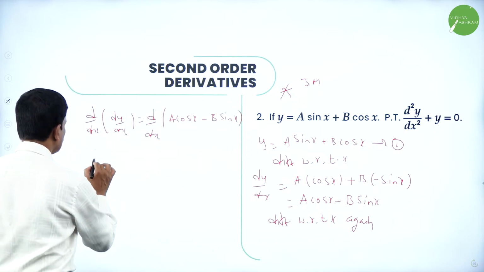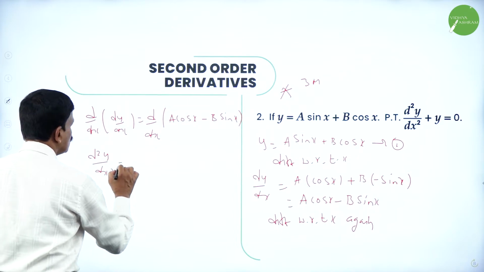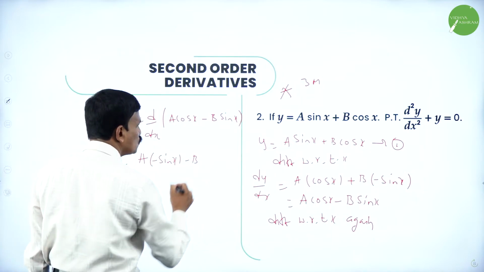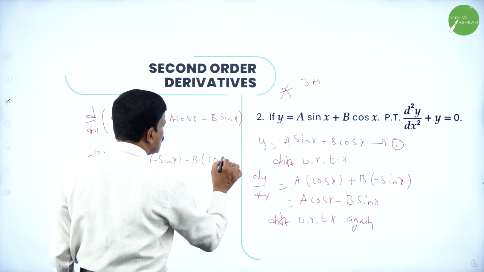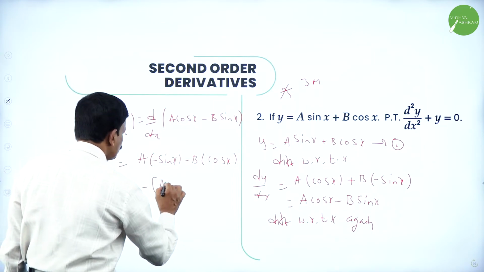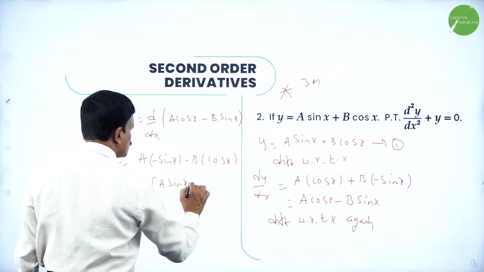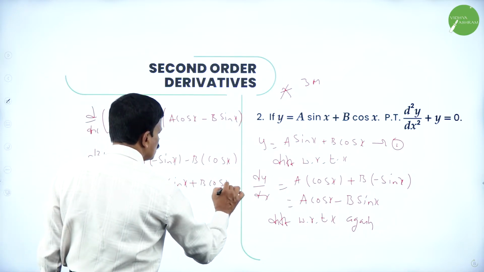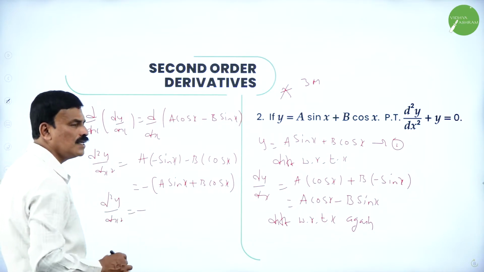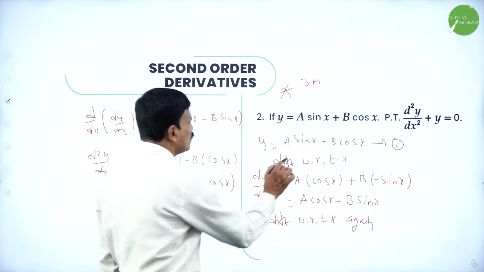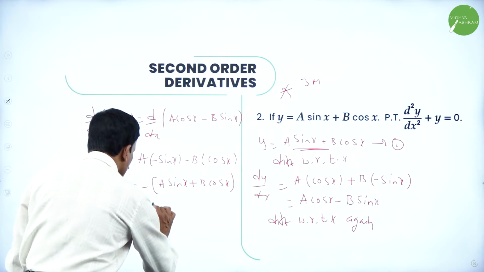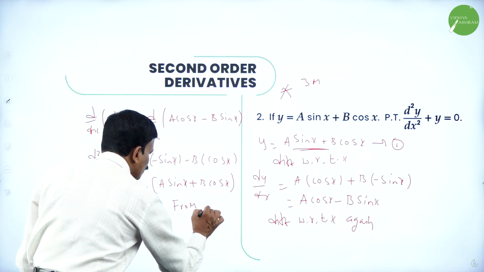Now this is nothing but d square y by dx square: a into differentiation of cos x is minus sin x, minus b into differentiation of sin x is cos x. So you can take the negative sign out: minus of a sin x, minus into minus, plus b cos x. Now that is d square y by dx square is equal to, observe carefully, what is a sin x plus b cos x? That is given in equation number 1. a sin x plus b cos x is y. This is y from equation number 1.